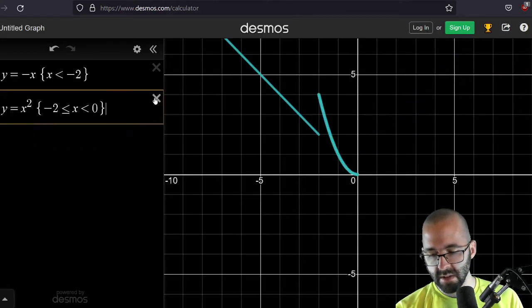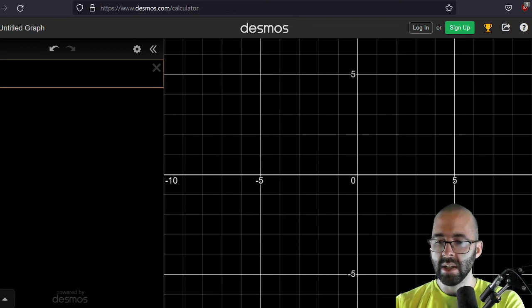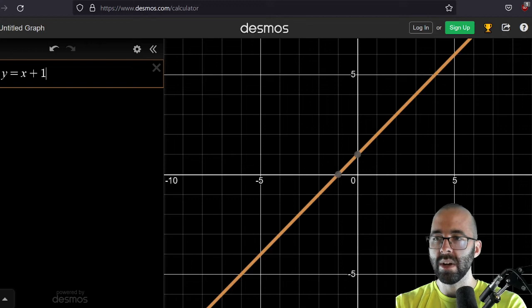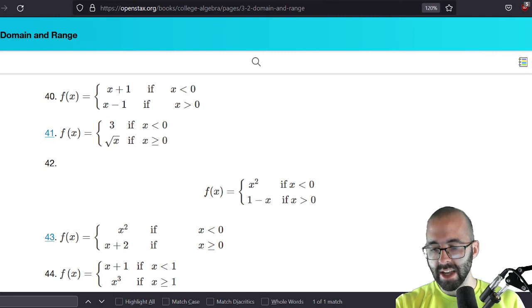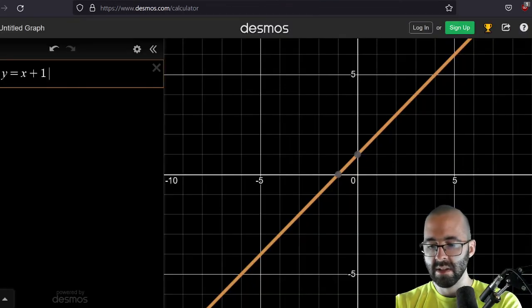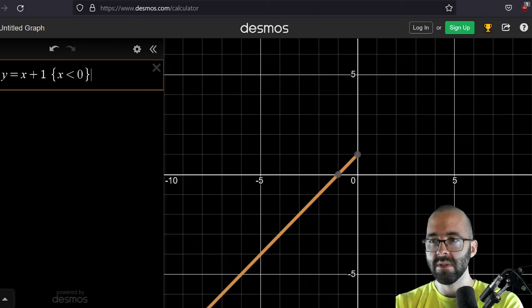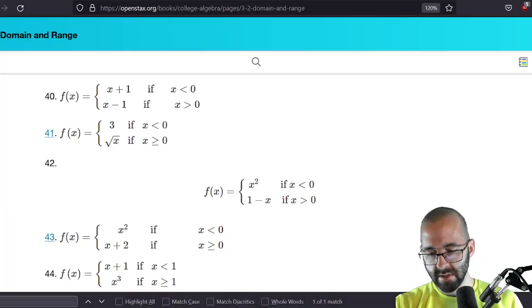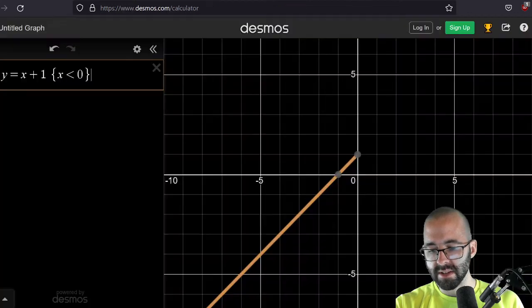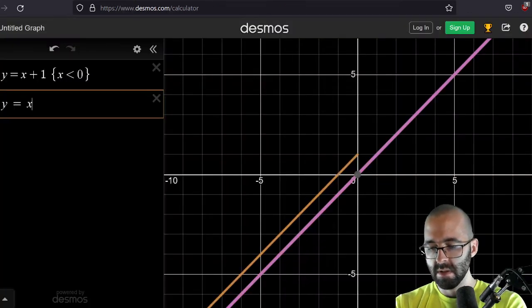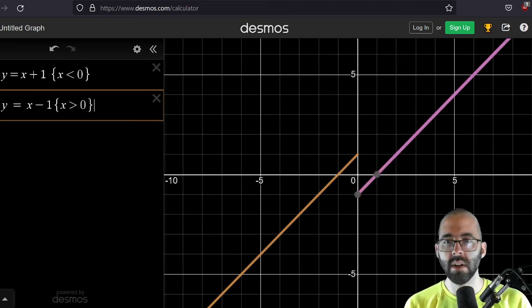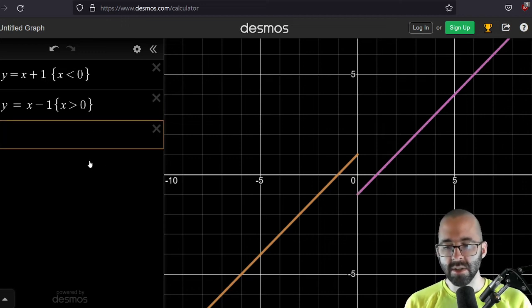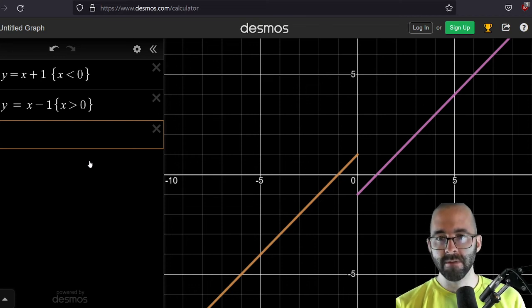Okay, so let's go over here. Make a new one. It's y equals x plus 1. Wait, I've already forgotten it. x plus 1 for negative x. So this is if x is negative. And it's x minus 1 if x is positive. So this is what the function looks like here. Okay? So let's copy this down on our own piece of paper.